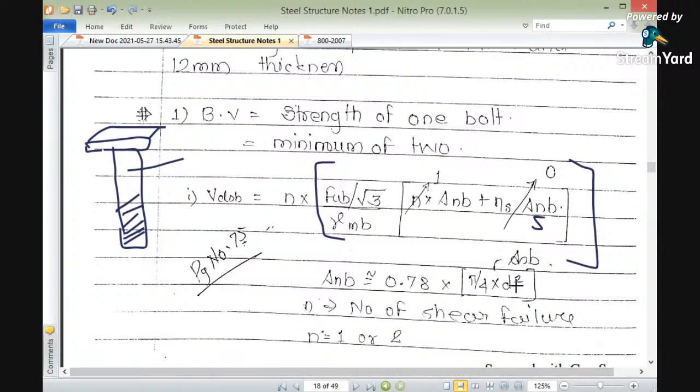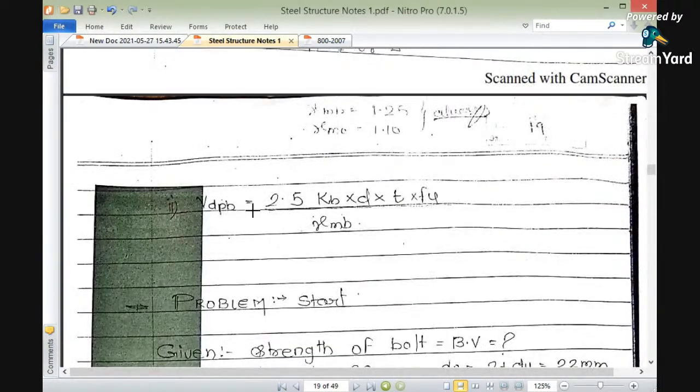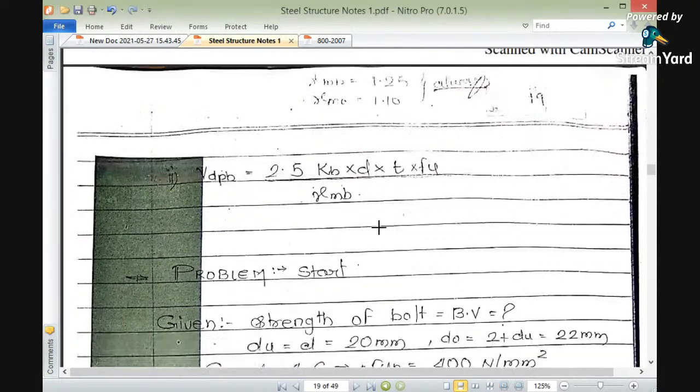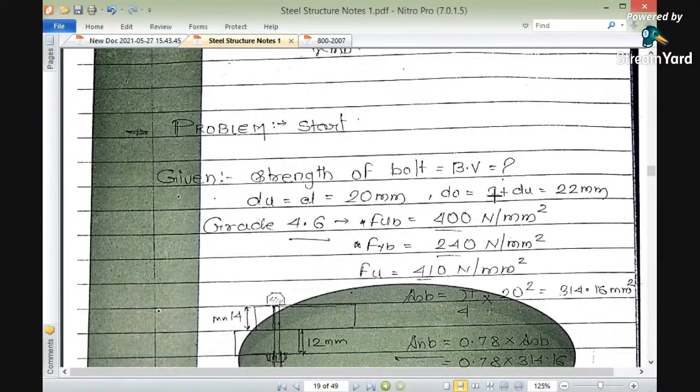Here the number of shear planes we can take as 1 or 2. So again, the bearing design strength V_dpb is given as 2.5 times k_b d t f_u upon gamma_mb. So we will start the problem first. First we have to find out the strength of the bolt. What is the diameter of the bolt? The diameter of the bolt is 20 mm.